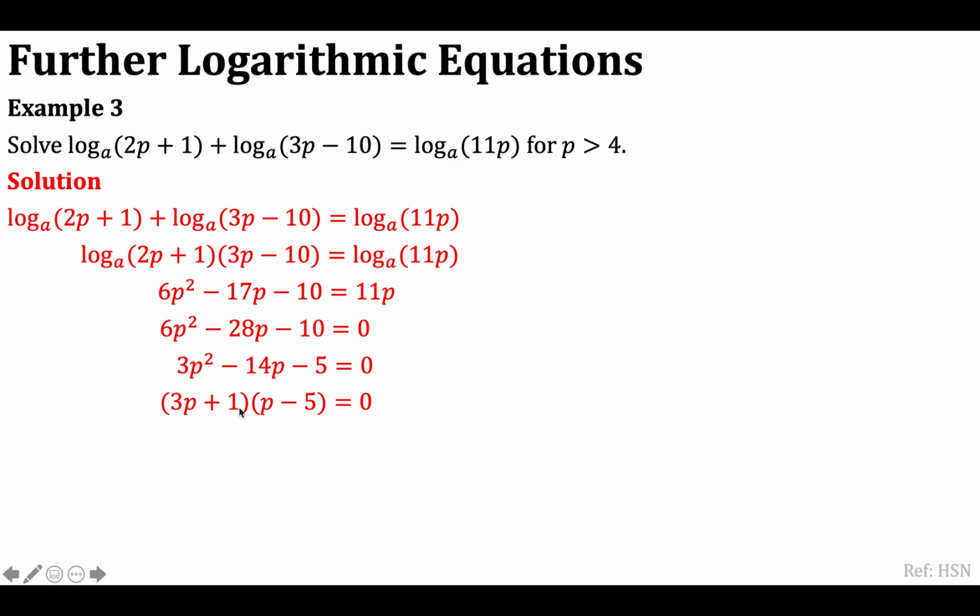And by the null factor theorem, each of these brackets could be equal to 0. If the first bracket is equal to 0, p will be equal to negative a third. And if the second bracket is equal to 0, p will be equal to 5. Now if you look back at your domain in the question, it told us that p was greater than 4. So therefore the only answer that is possible here is p equal to 5. So that is our final answer.